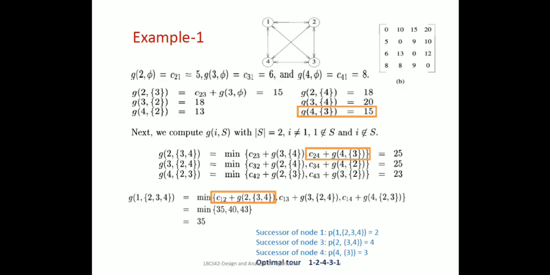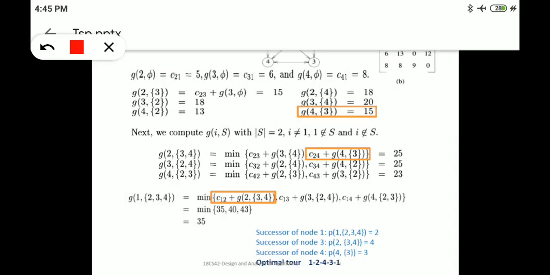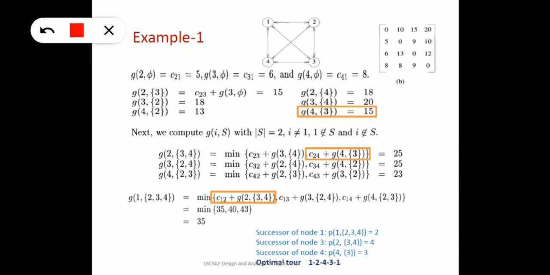So now let us solve the traveling salesperson problem using the dynamic programming approach for the given graph. If we observe here, we are given a graph and the edges of the graph are bidirectional. It means that you can read the edge from 1 to 2 as well as back from 2 to 1.